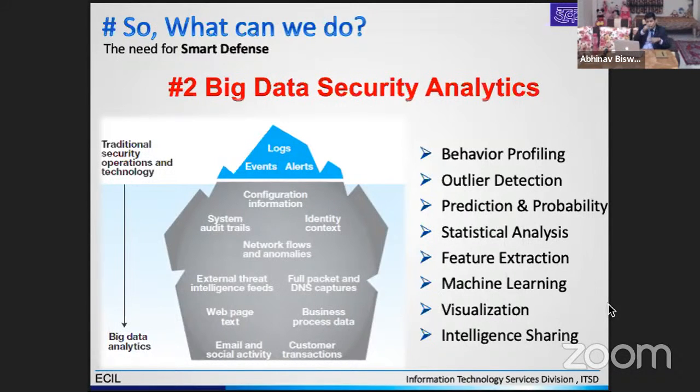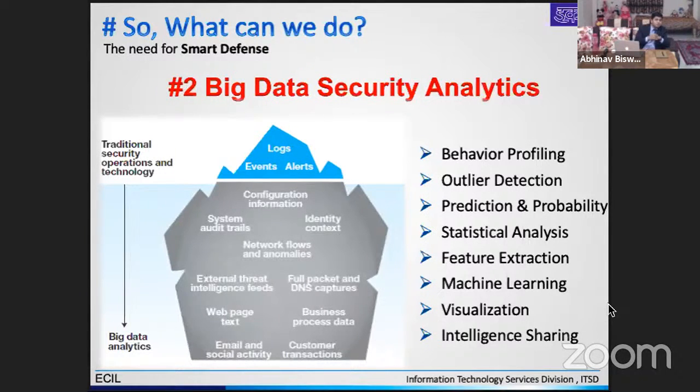So many logs, all, and it's an ocean. It's big data. We need to have systems which can correlate all this data and give us insights, give us alerts which have fewer false positives. Robust security architecture in any organization.